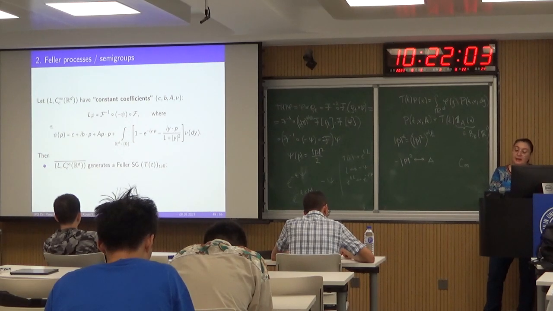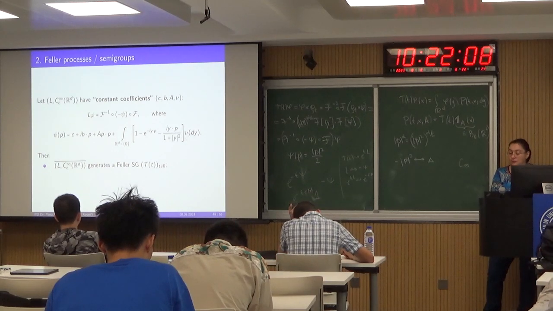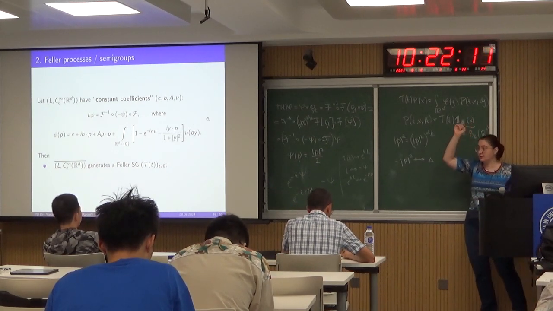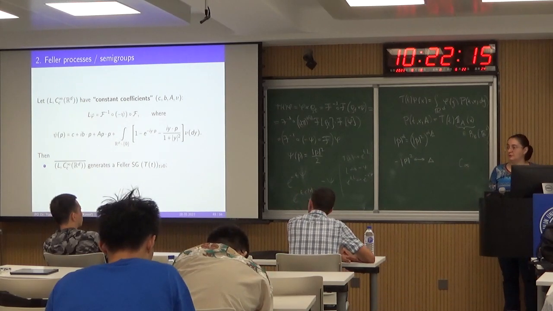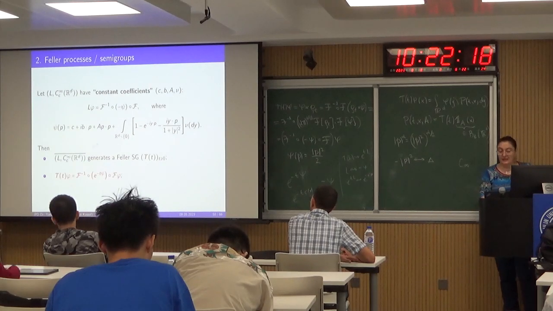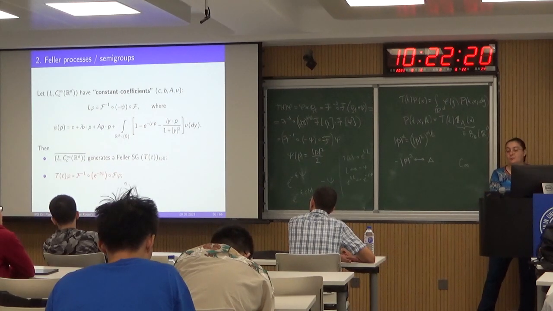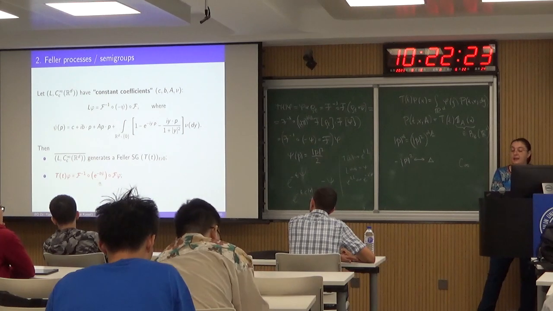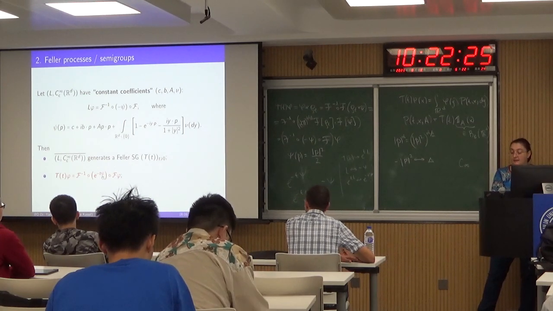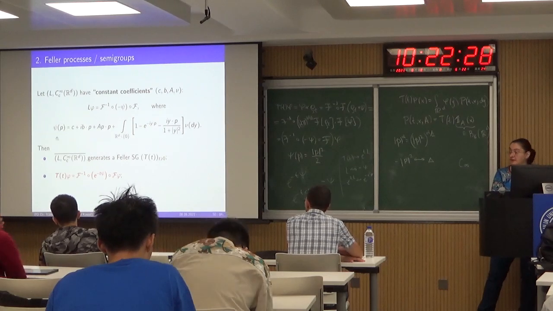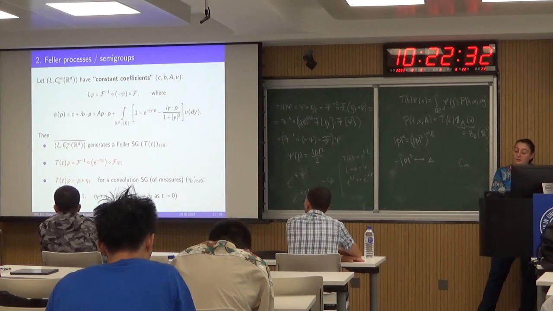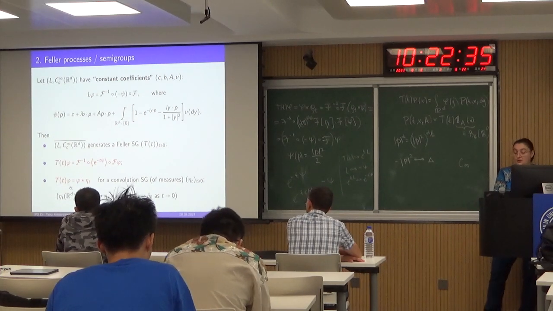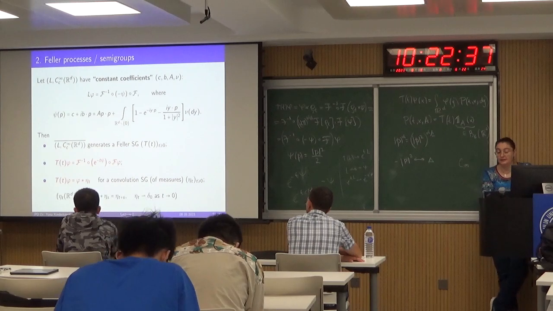If we start with any operator with such a symbol, with any C, B, A, and mu, but mu should satisfy the condition which was at the very beginning, then we always have a Feller semigroup. This semigroup is a family of pseudo-differential operators with symbol e to the minus t psi. Psi is just here. Moreover, it can be represented as a convolution. So the action of the semigroup is actually a convolution with a measure eta t.